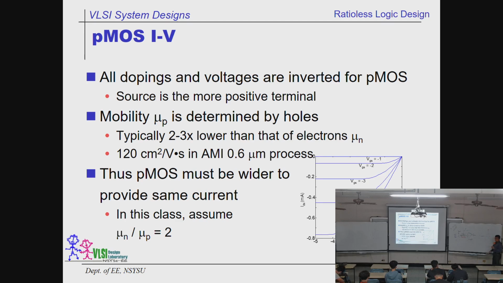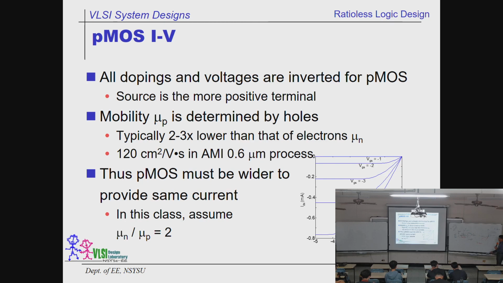This is a two-dimensional space. This is the N device, N transistor. And this is the third quadrant. You're going to see similar stuff, but totally opposite. It'll become this way. This is the P device, P transistor.